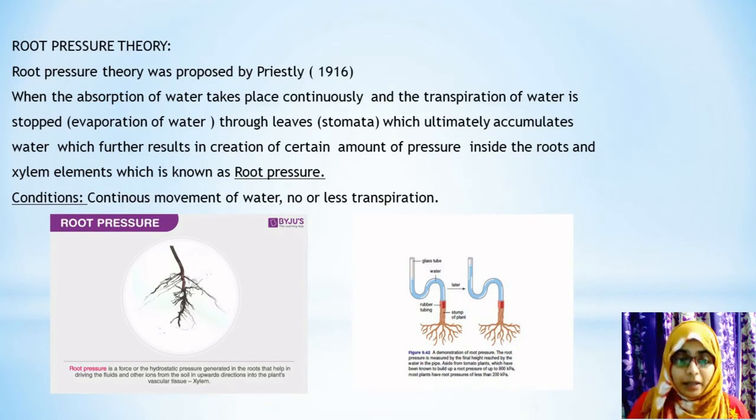Similarly, in the absence of this tube, what will be there? The complete stem will be there, yes or no? So in the complete stem, a similar process takes place when there is no transpiration. The water is transported to the aerial parts by the pressure created through the roots. That's why this theory is called the root pressure theory. That is, when absorption of water takes place continuously and there is no transpiration, a certain amount of pressure is created in the root, which facilitates movement of water to the aerial parts.